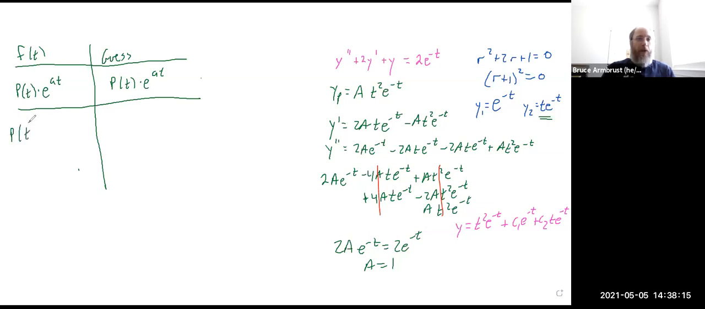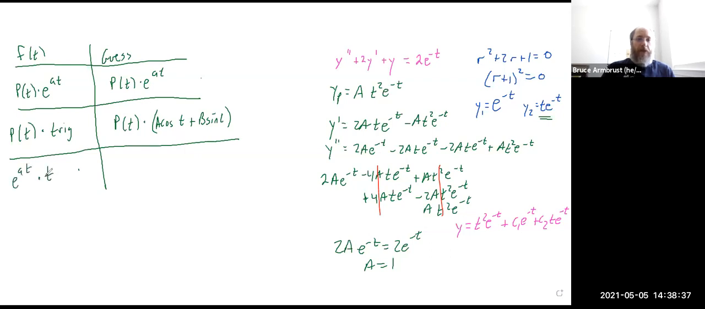Similarly, if you have a polynomial times one of the trig, take a polynomial of the same degree times a trig combination. All right, what do you think we do if we have exponential times a trig? Yeah, I think you're starting to see how this plays out. We're going to guess the exponential times the trig because the same deal, product rule is going to give us those potential forms.